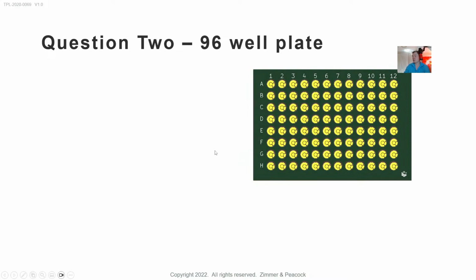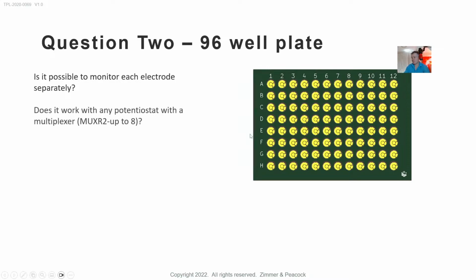So they're interested in the idea of having 96 electrodes that sit in 96 wells, so they can do continuous monitoring. Is it possible to monitor each electrode separately? It is possible to monitor each electrode separately, or each well separately. That's the kind of intention.